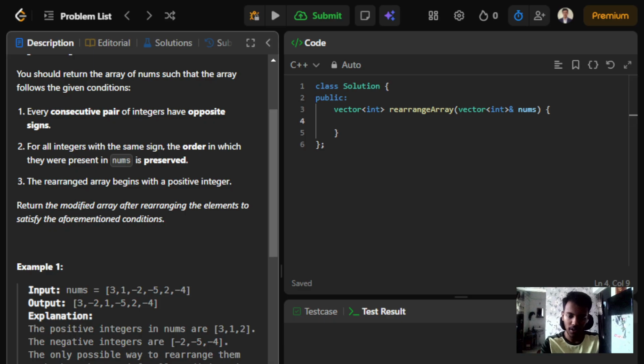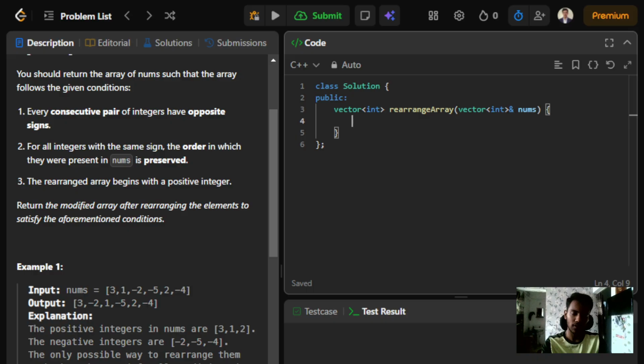Like 3 here comes after 1. So in the output 3 comes before 1. And minus 2 comes before 2, right? So in the output minus 2 will come before 2. What we have to do is just interchange the positive and negative numbers, alternate positive and negative numbers in the output array.